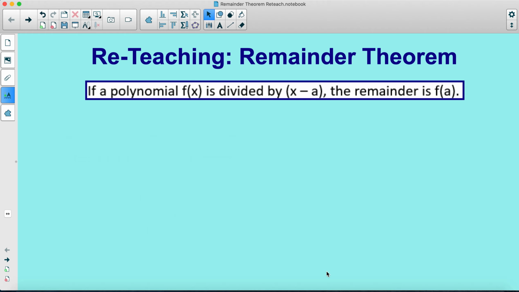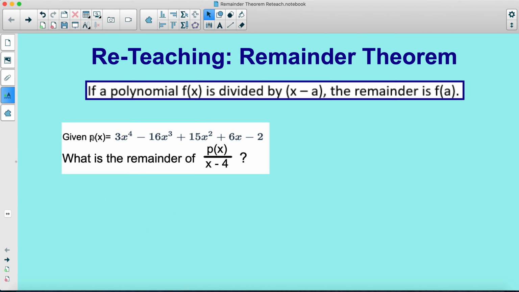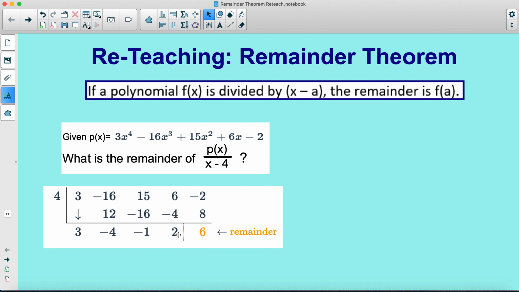Some of the ideas of the remainder theorem were clearly not fully mastered yet from the Unit 1 test. So the remainder theorem says, if a polynomial f of x is divided by x minus a, then the remainder that you get is the same thing you would get if you plug a into the function, which is f of a. So for example, we're given this polynomial function p of x, and we ask what is the remainder if p of x is divided by x minus 4? Using synthetic or long division, we can say that the remainder, after you do the whole thing out, is 6.